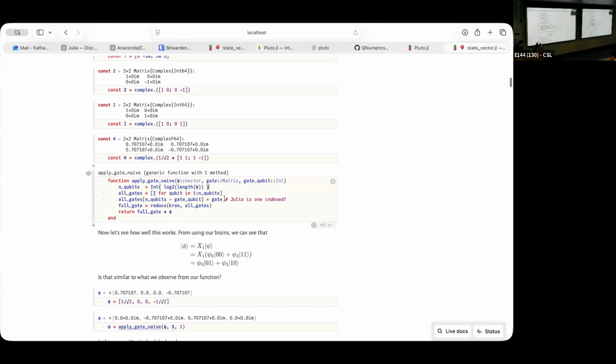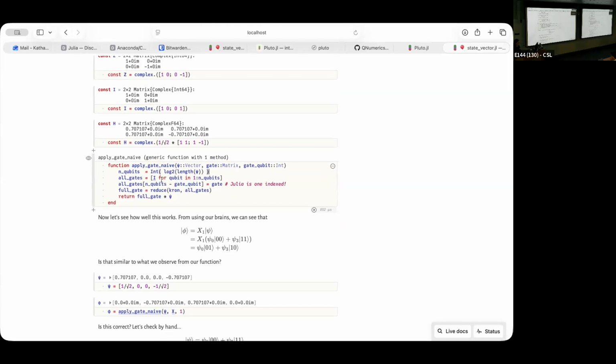Here we figure out what number of qubits psi actually spans using this beautiful computation. And then we form the number of identities. The I here is just Julia's way of representing the identity matrix. We sub in the gate we want. And then we can use this reduce operator to apply the Kronecker product to all of the gates on every qubit. So we generate a 2 to the n by 2 to the n matrix, where n is the number of qubits in the system. And we can just multiply that by psi.